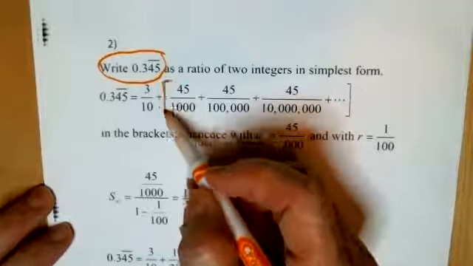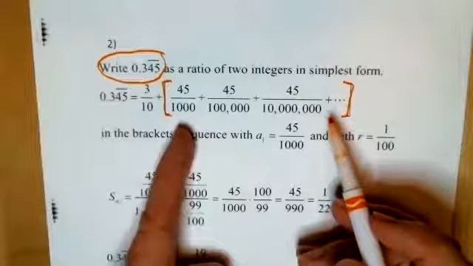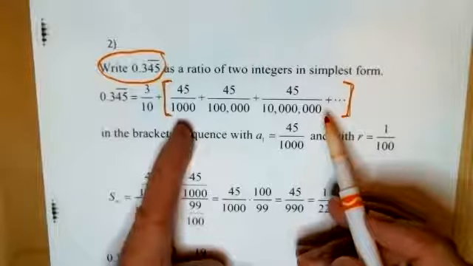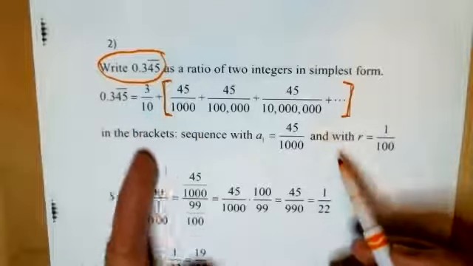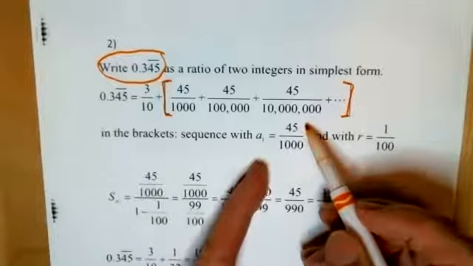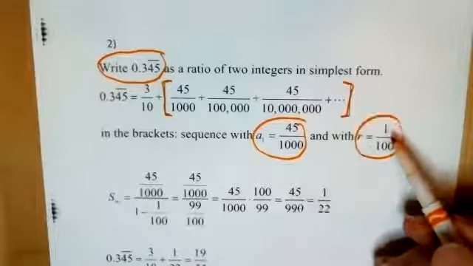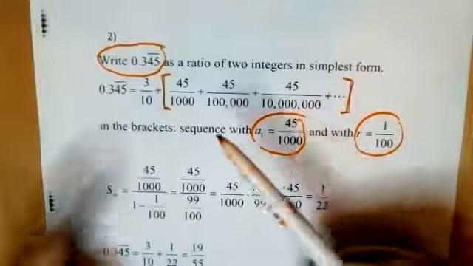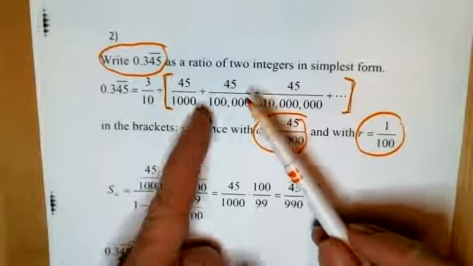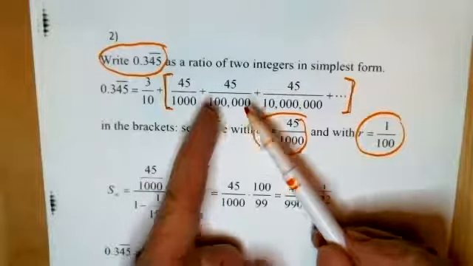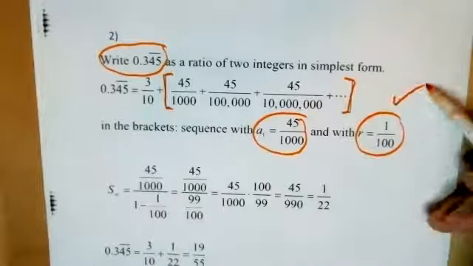And all we need to do is find the integer equivalent of our infinite sum and then add it to the first fraction here. So within the brackets, a sub 1 is 45 over 1,000, and we know our common ratio is 1 over 100. So again, if I multiply 45 over 1,000 by 1 over 100, I'll get 45 over 100,000. Multiply by 1 over 100 again, and I get the next term. So that is my common ratio.